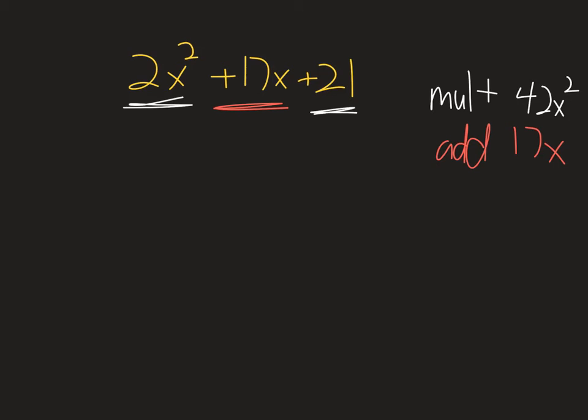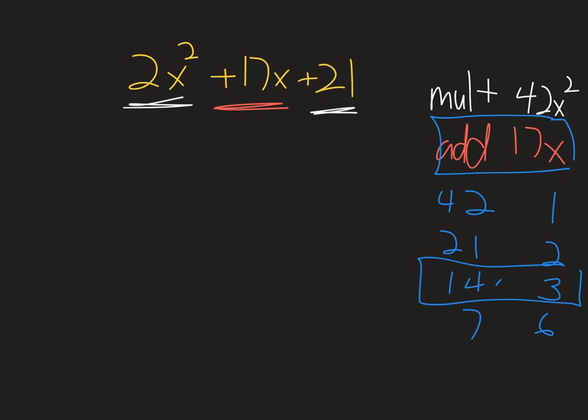So write down things that multiply to 42. That would be like 42 and 1. 42 divided by 2 is 21 and 2. You can use a calculator for this if you need. 42 divided by 3 is 14, so 14 and 3. 42 divided by 4 doesn't work. Divided by 5 doesn't work. Divided by 6, I get 7. And do any of those make 17? Yes, indeedly doodly, I see those ones do. 14x and 3x, if I add those, I get 17. And if I multiply those, I get 42x squared.